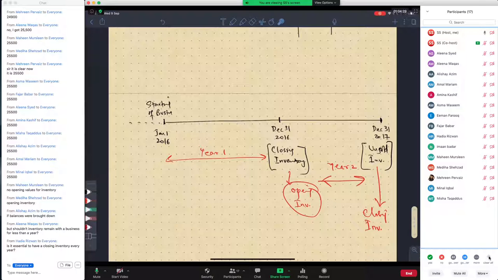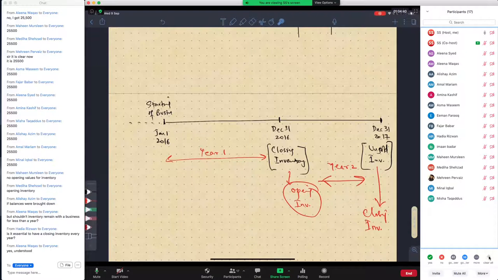Is it essential? Acha, Alina, main abhi aata hun, Hadia, aapka main question ko answer karta hun. Alina, do we understand that the opening inventory is going to be exhausted first? Only then you'll buy fresh goods. Why would you buy more goods? Why would you have purchases if you already have inventory in your warehouse? So you keep on selling what you already have in your warehouse or your stores.